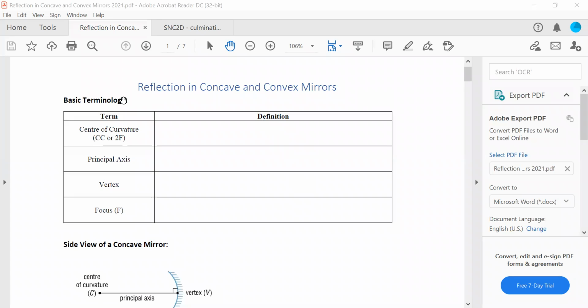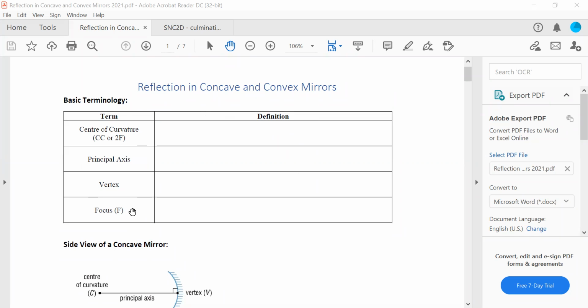So the first thing you're going to do on this handout is look up the definition for these 4 terms. Center of curvature, principal axis, vertex. So you can see there's some math terms here, and focus or focal point. Please make sure you're looking up optics definitions.